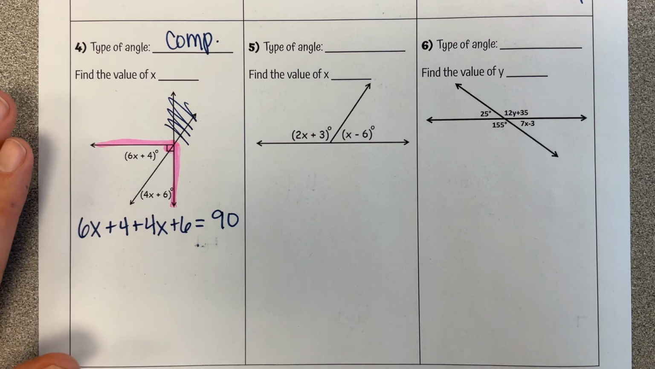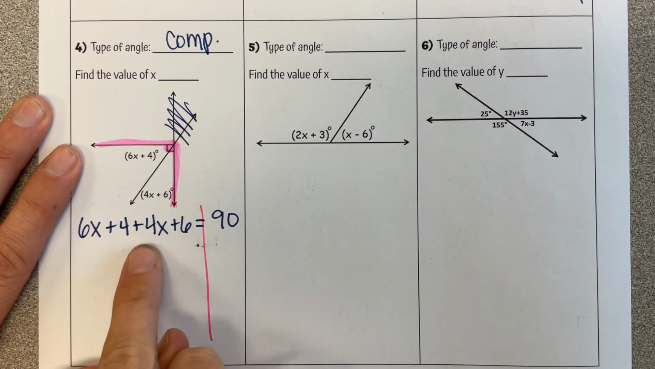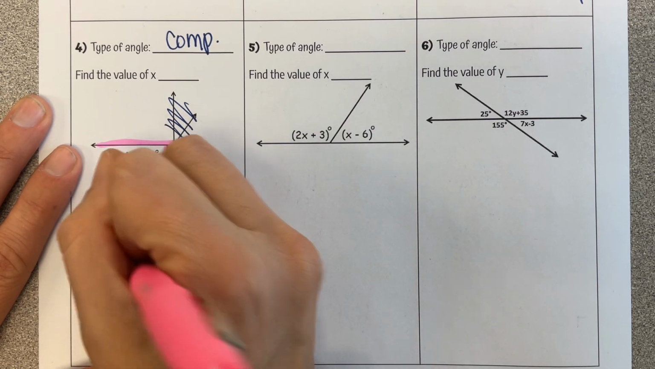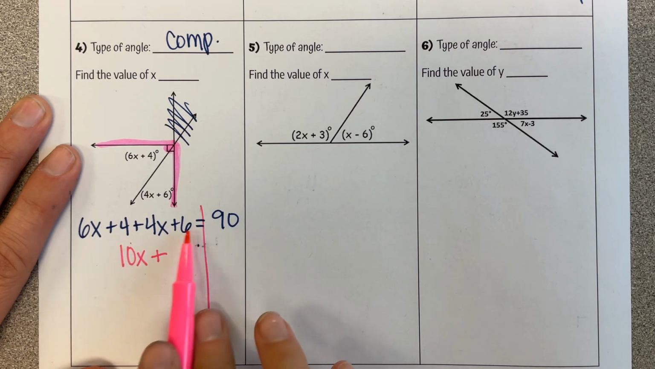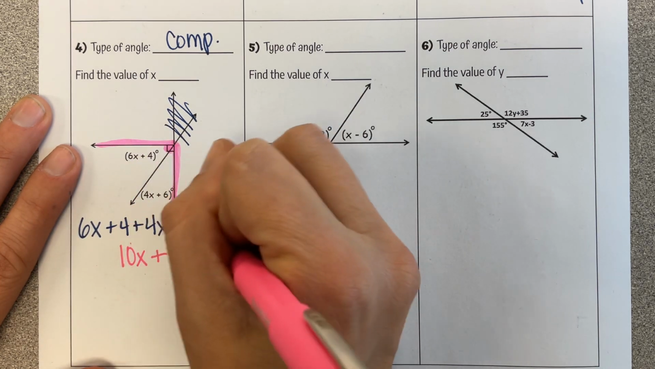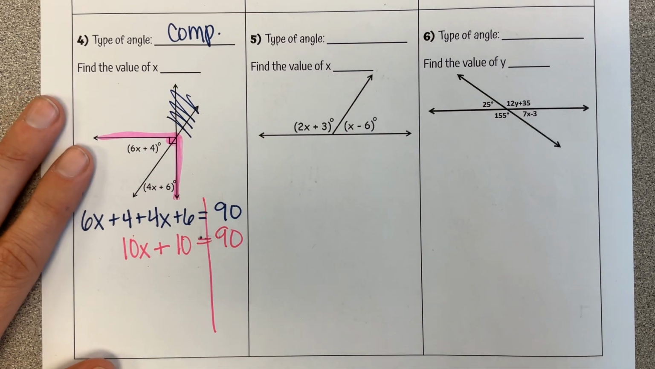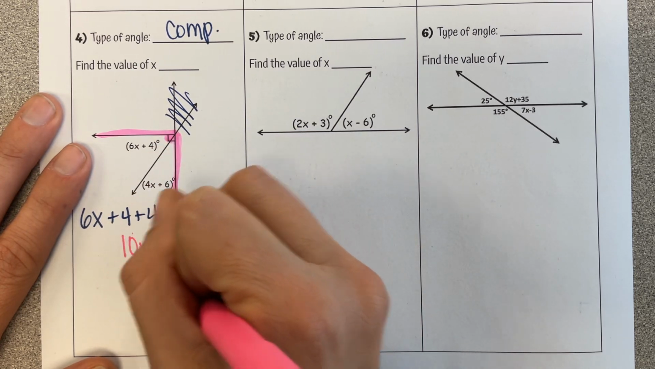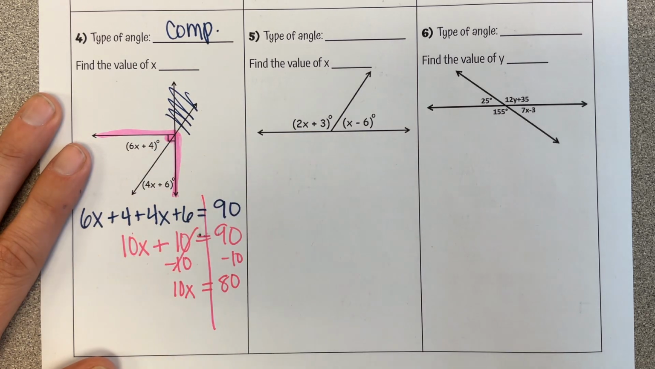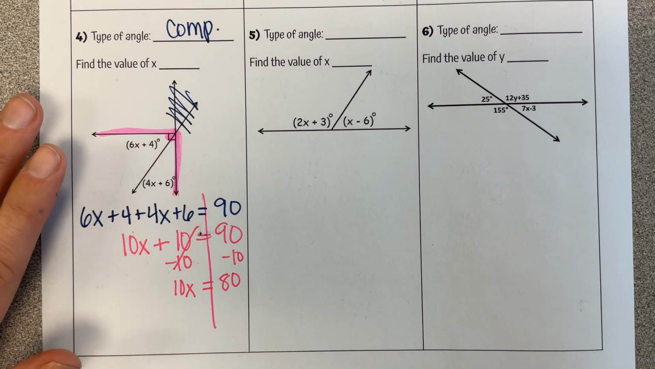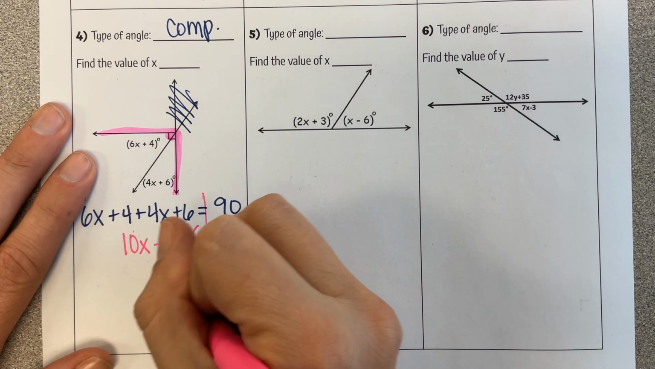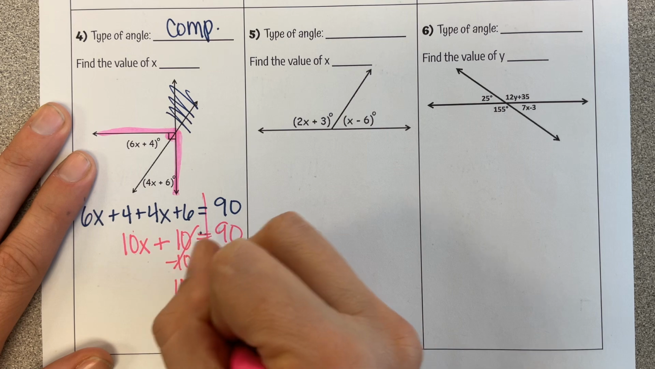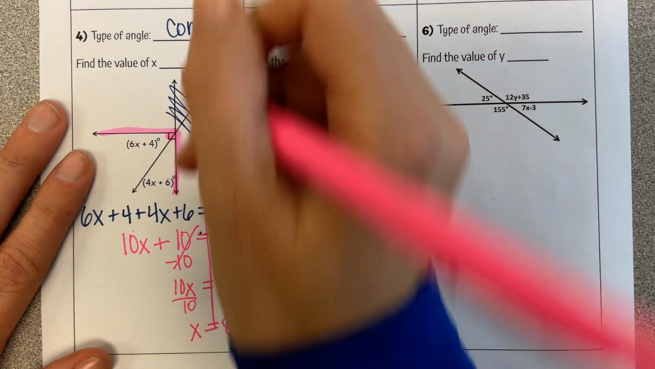I'm going to simplify first. I have 6x's and 4x's, which is 10x. I have 4 and 6, which is 10, is equal to 90. Subtract 10 from each side. We get 10x is equal to 80. Divide each side by 10. We get that x is equal to 8.